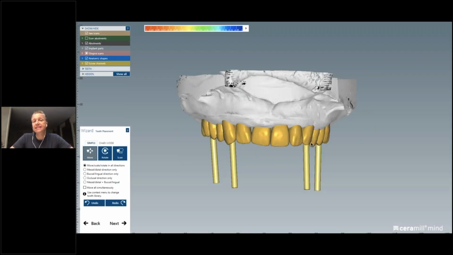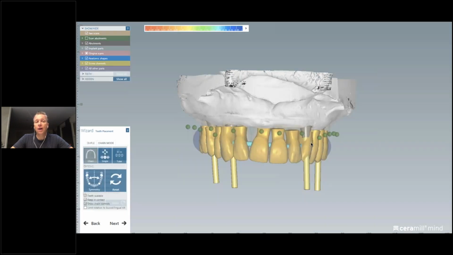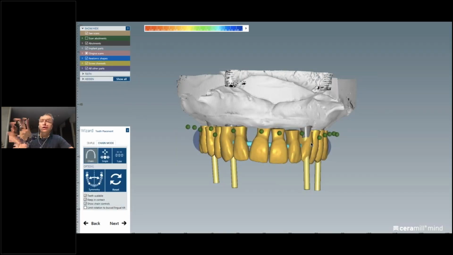So I can start placing teeth into the position I would like. I can use simple or chain mode. Simple mode means I can move every individual tooth on that ridge. The chain mode is I can literally use the chain, use all the teeth together. I usually use a combination. I start with the chain and I go simple for refinements.